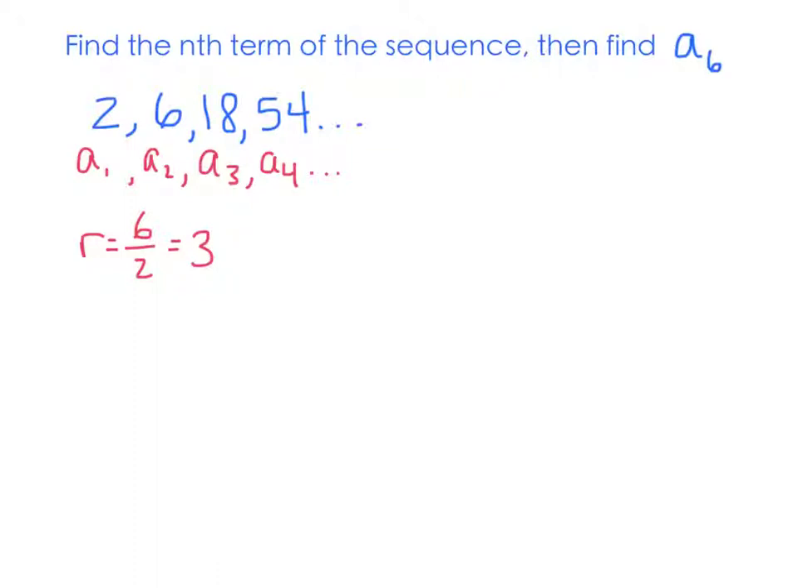Okay, so now we remember that a sub n is equal to a sub k times r to the n minus k. But the easiest k to use would be 1. So we're going to use this term right here.